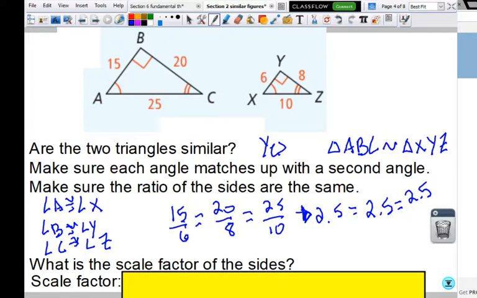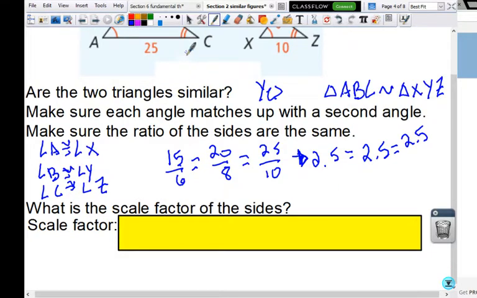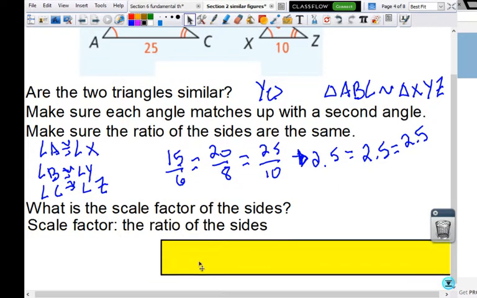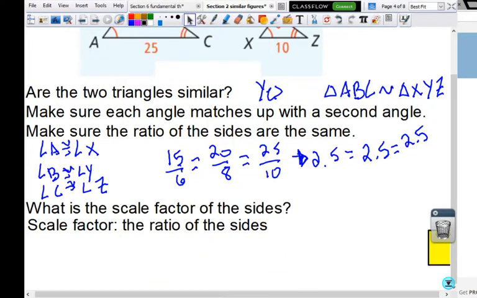And then there's another question here. It's what is the scale factor of the sides? So scale factor is your ratio of your sides. So what is the ratio of one side to another? And you guys already did all the work. Your scale factor is whatever this is right here. They're all 2.5, right? So that's your scale factor. And I usually abbreviate that as just SF. My scale factor is 2.5.